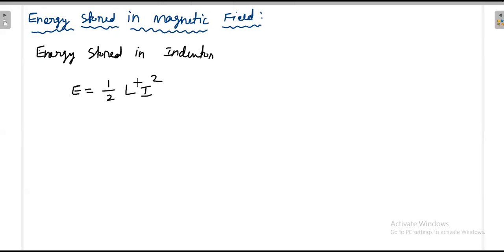Again, you may get confused: what is I actually? Because in an inductor, initially there may be some current, and finally there may be some other current. So I generally denotes I max, the maximum current that is flowing in the inductor at any point of time. Sometimes the current may be reducing. So this is the maximum energy that can be stored in the inductor, depending on the maximum current that can flow in the inductor.